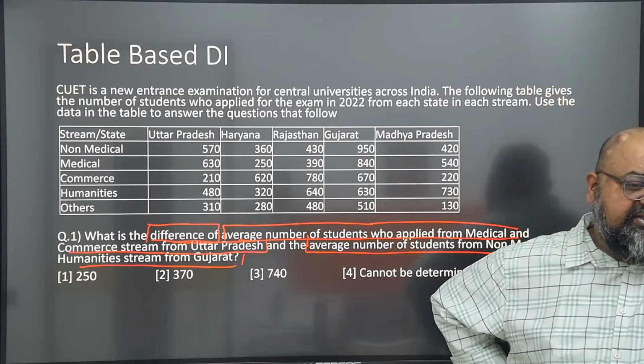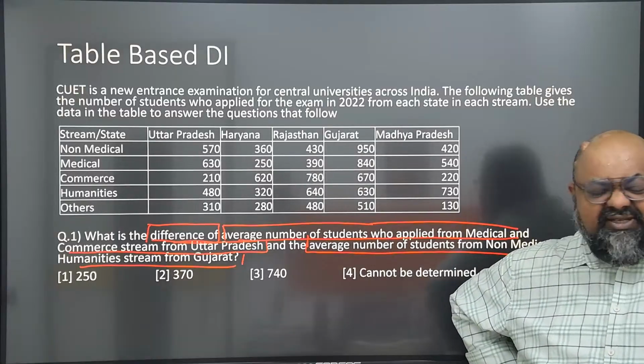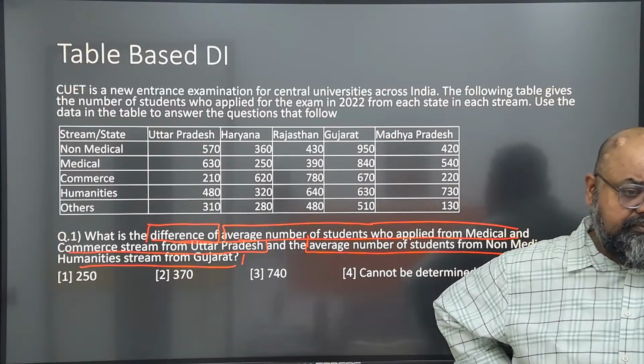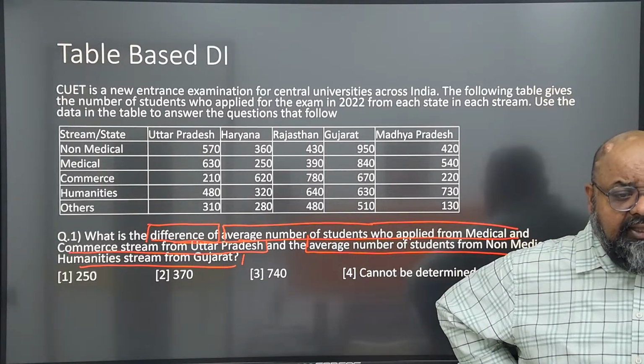Now my further question is, should I calculate the totals of each of these states and each of these streams upfront? Let me calculate the totals first and keep them, so I won't have to calculate repeatedly at the end.